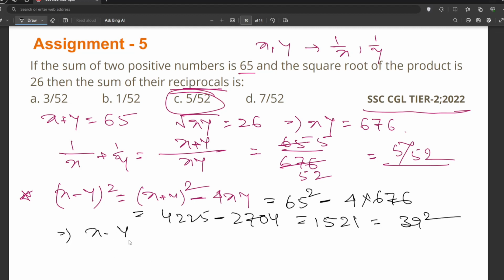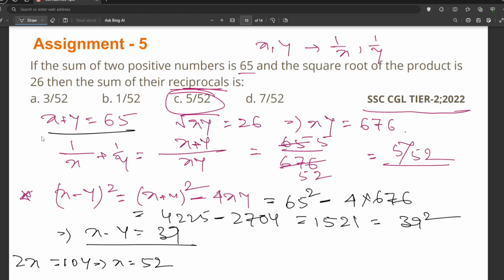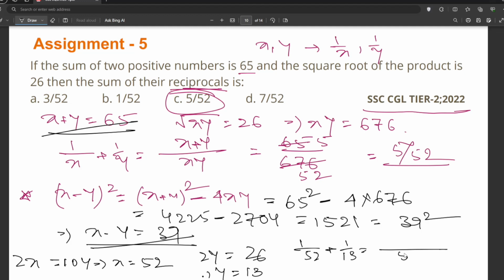So we get x minus y is 39, and as in the previous problem, adding this and this, we get 2x equals 104, and x equals 52. Subtracting this and this, we get 2y equals 26, and we get y equals 13. So 1 by 52 plus 1 by 13, the LCM of 52 and 13 is 52, and this is 1 plus 4, that is 5 by 52. This is the answer.